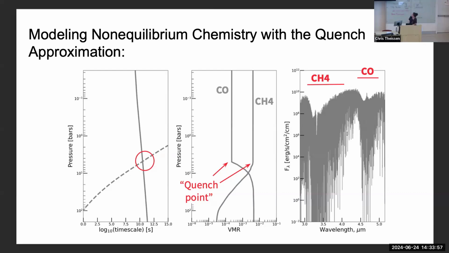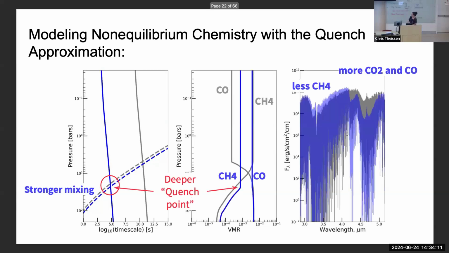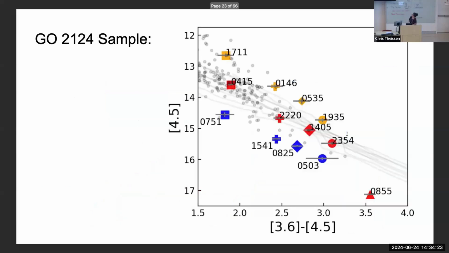absorption. So if we instead crank up the strength of that mixing time scale, we say the mixing is stronger, so the time scale is shorter, then we hit that quench point deeper in our atmosphere and we end up with more CO and less methane, and our spectra looks quite different. So this is this quench approximation. Next time you hear someone say that, this is what they're talking about. And I will be saying it later on.